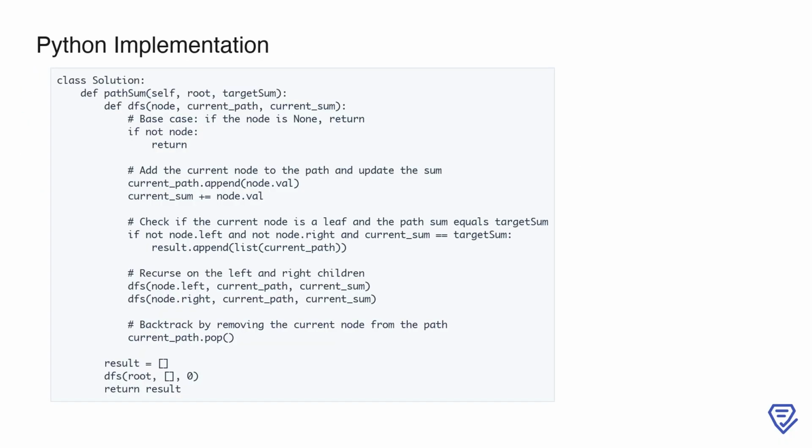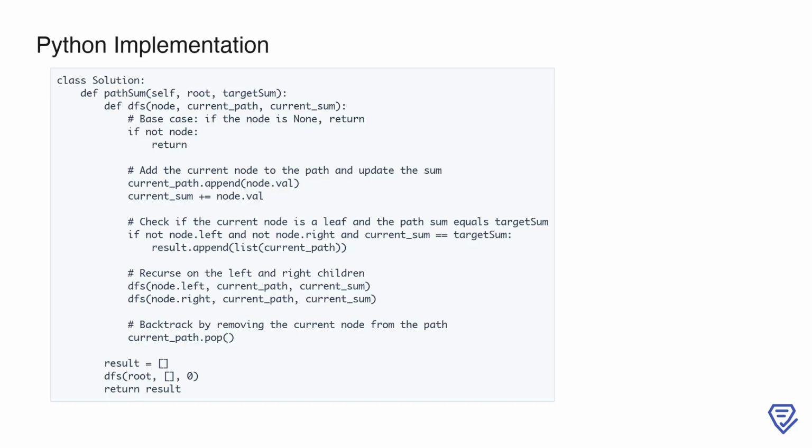This Python solution for LeetCode problem number 113, Path Sum 2, uses a depth-first search (DFS) approach to find all root-to-leaf paths in a binary tree where the sum of node values equals the given target sum. The pathSum function first defines a helper function DFS to perform the depth-first traversal. It takes 3 arguments: the current node, the current path of node values, current_path, and the cumulative sum of node values along that path, current_sum.